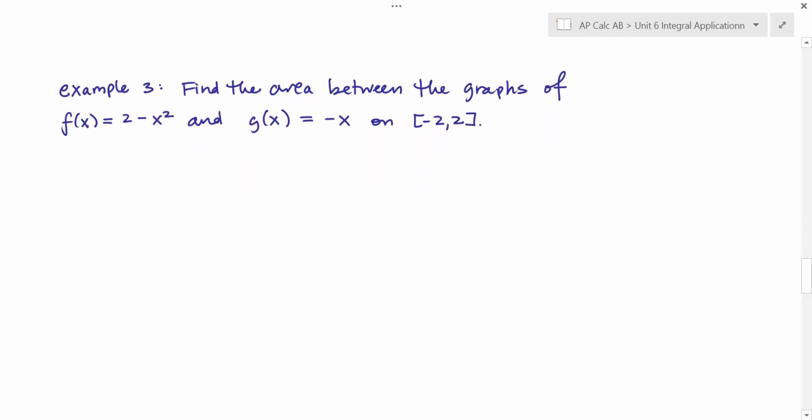but it's not necessary at this time because these aren't real world situations yet. All right, find the area between the graphs of f of x equals 2 minus x squared and g of x equals -x on the interval of -2 to 2.